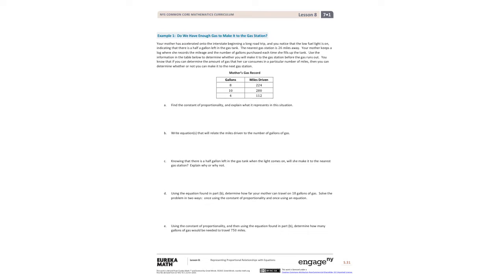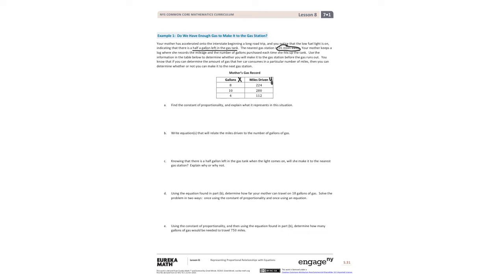All right, so let's circle what we know. We know that Mom has half a gallon left in the gas tank and that the nearest gas station is 26 miles away. So let's look at Mother's gas record here. When we look at our chart, we know our gallons is going to be our x and our miles driven is going to be our y. Make sure you have those labeled. Let's look at A. Find the constant of proportionality and explain what it represents in this situation.